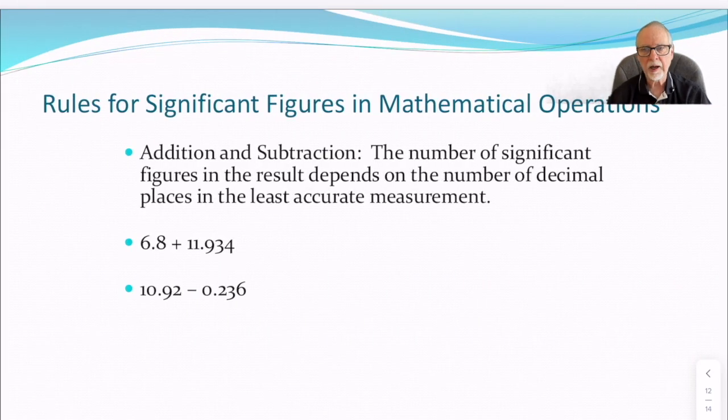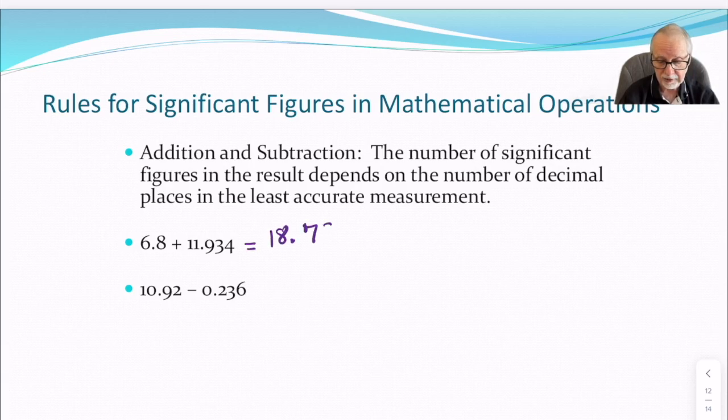All right. So here we've got a situation. We've already looked at a situation where we have multiplication. Same rules apply to division. It's the smallest number. Subtraction and addition are a little bit trickier. And in this case, you actually have to look at the specific precision in the calculation. So if I do this calculation where I am adding 6.8 to 11.934, and I do the calculation in my calculator, what I'm going to get is 18.734. Now, how many significant figures should I have?